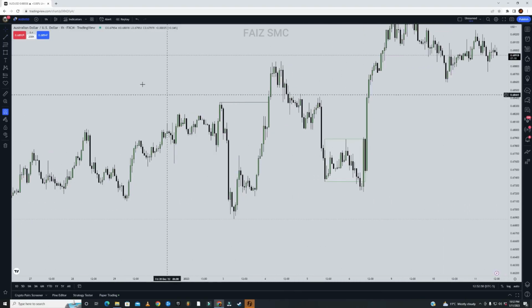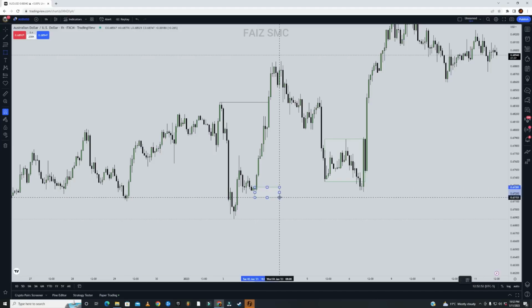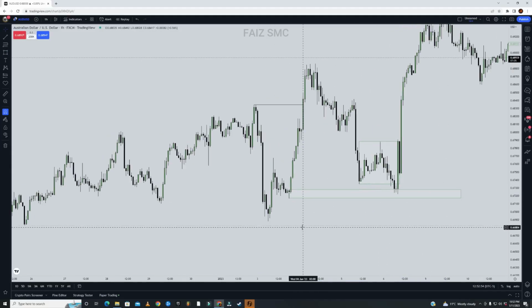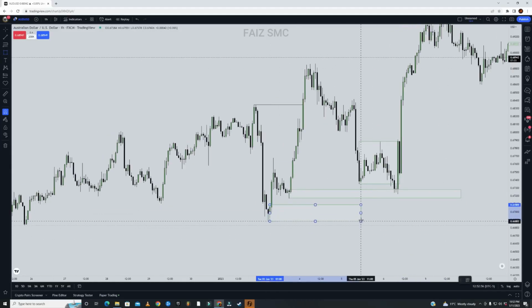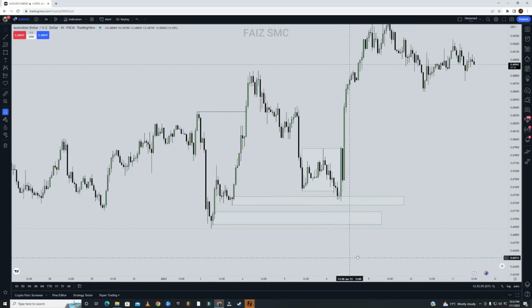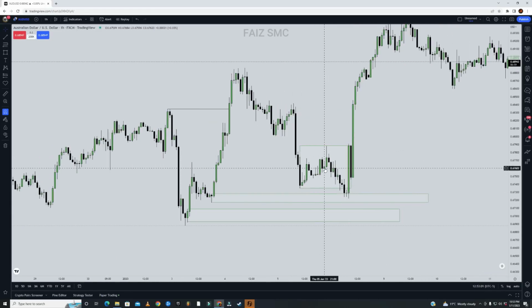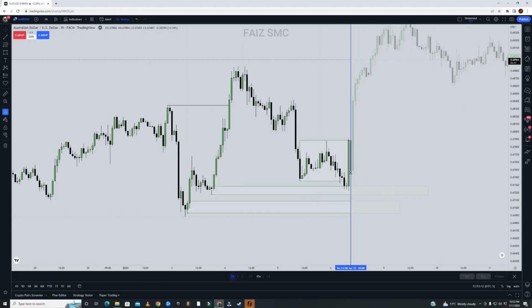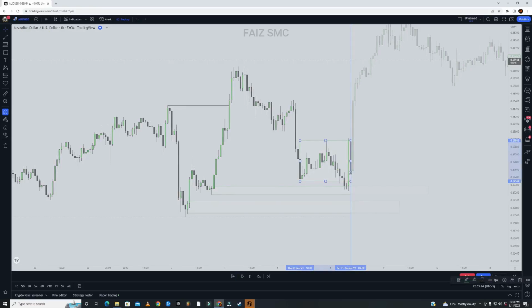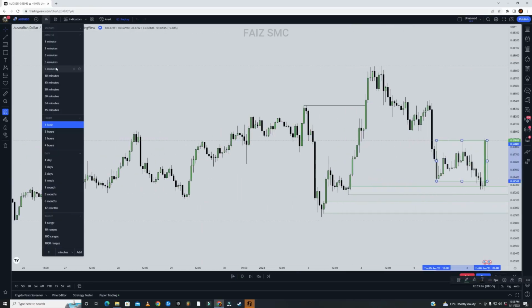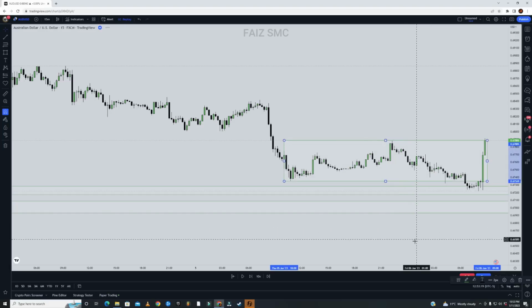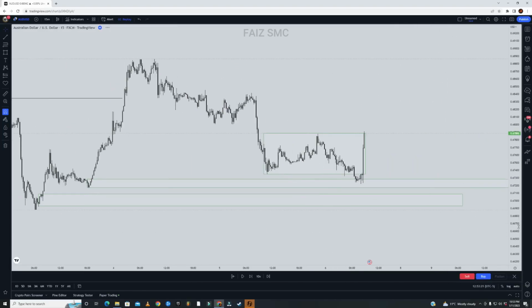So you mark out your POIs, which would be this, right? And also this right here. Now you see this consolidation phase, right? There's consolidation here. So this right here, now on a smaller time frame, let's go to the replay mode and let's go here, right? Let's go to the 15-minute time frame. You can see that this is consolidation, right?